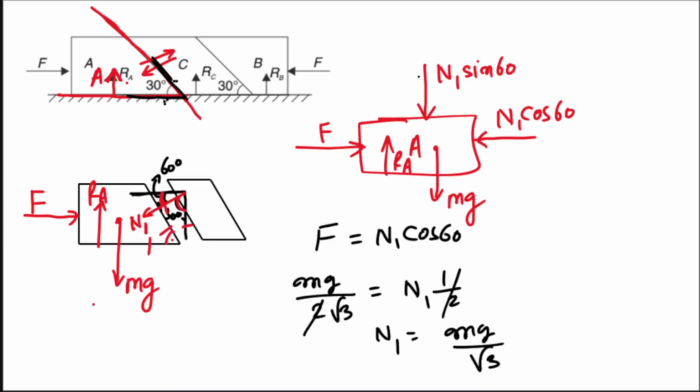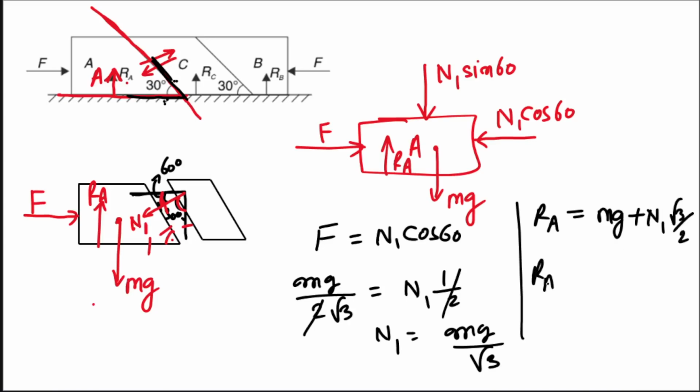Now what will be this RA? For that you write the vertical equilibrium case. So RA plus RA will be, this is the net upward force. Net downward force is how much? mg plus N1 sin 60. So N1 root 3 by 2.